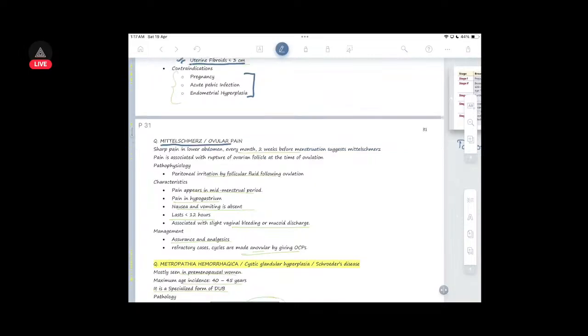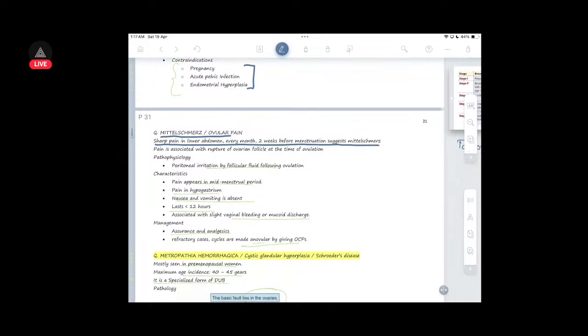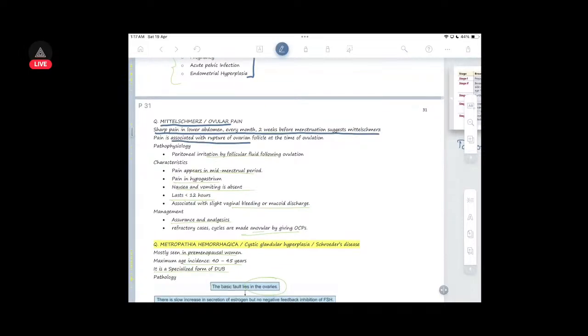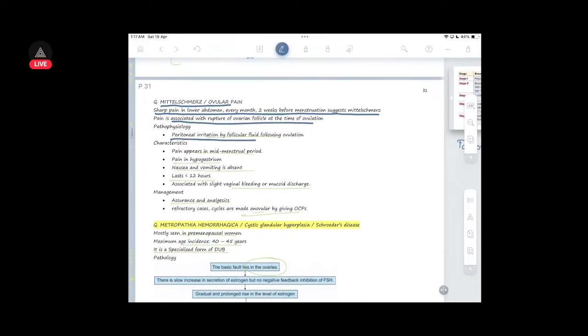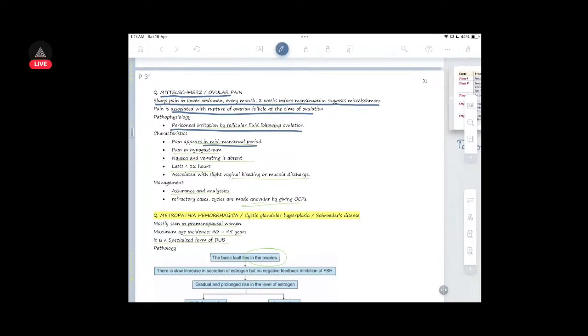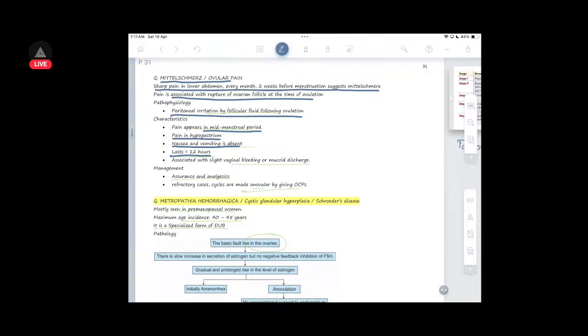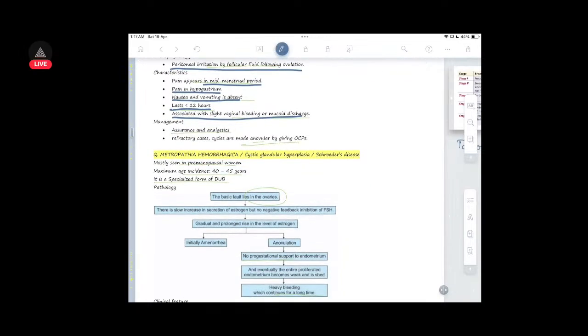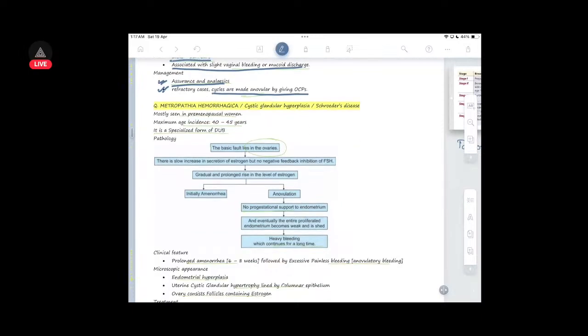Then you have mittelschmerz or ovular pain. This is a sharp pain in the lower abdomen every 2 weeks, before menstruation, suggesting mittelschmerz. Pain is associated with rupture of the ovarian follicle at the time of ovulation and peritoneal irritation by the follicular fluid. It appears in the mid-menstrual period, with hypogastric pain. Nausea and vomiting are absent, it lasts for less than 12 hours and is associated with slight vaginal bleeding or mucoid discharge. So you assure and provide analgesics, and in refractory cases cycles are maintained by giving OC pills. Then metropathia hemorrhagica or cystic glandular hyperplasia, what is this?